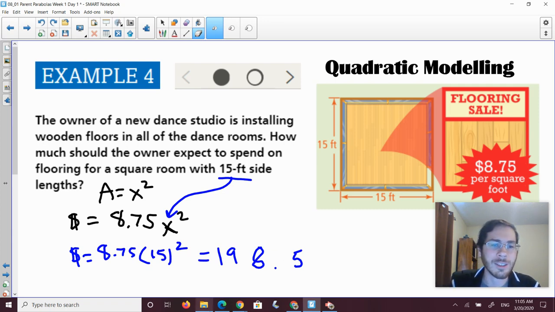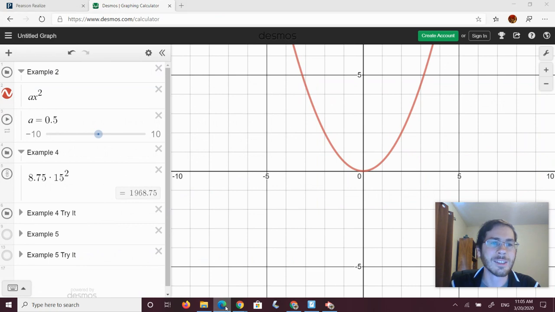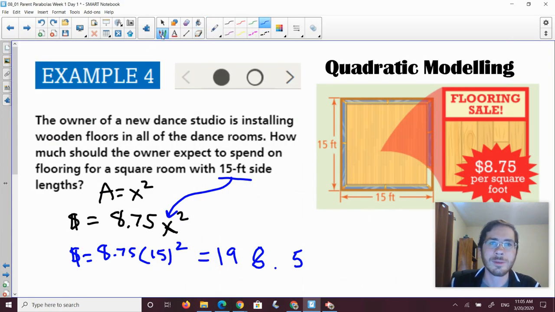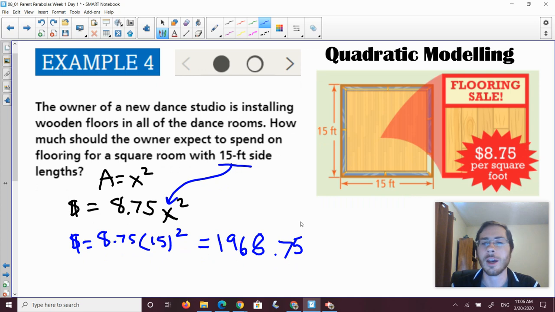Oh man, I forgot again. All right, 1968.75. There we go. All right, and that's our result. So that's how much we would expect to spend. So we probably want to budget, since it's a real world problem, probably want to save $2,000 for it.